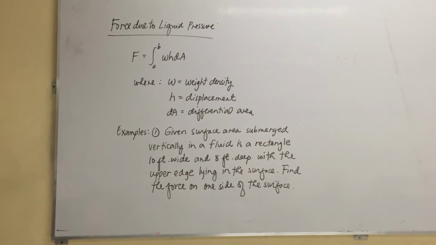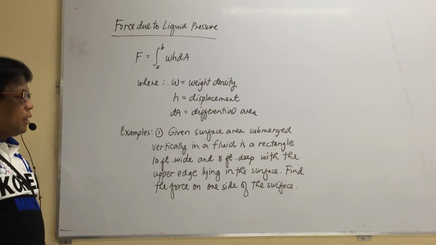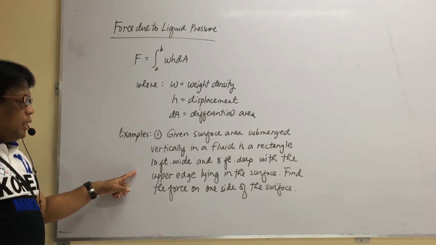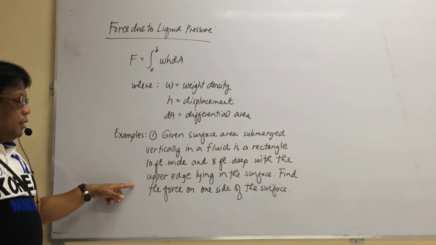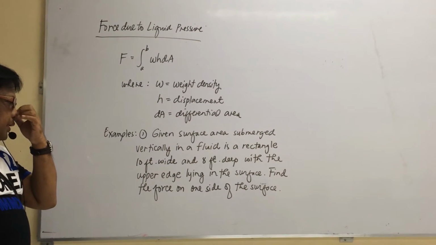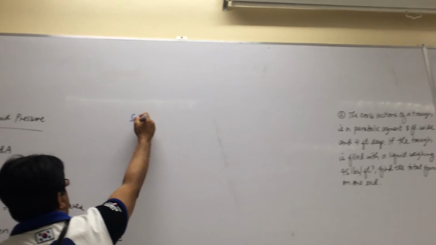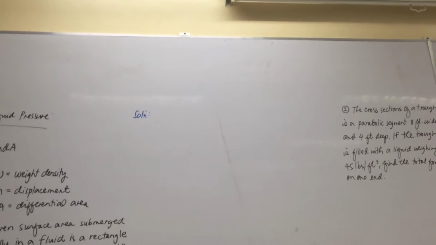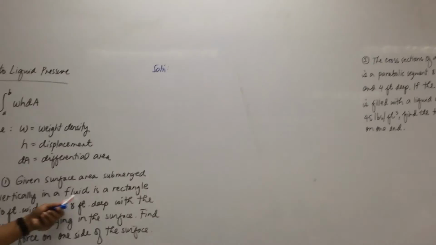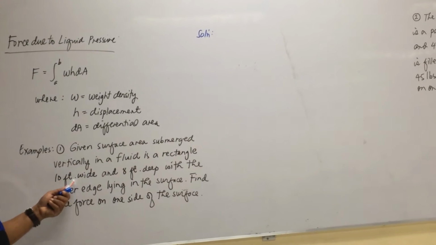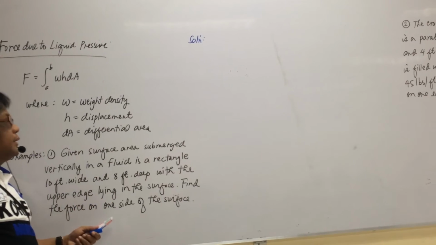In this example, we are given a surface area submerged vertically in a fluid, which is a rectangle 10 feet wide and 8 feet deep, with the upper edge lying in the surface. Find the force on one side of the surface. So let us now sketch the situation, where we have a surface area submerged in a fluid vertically, a rectangle 10 feet wide and 8 feet deep, with the upper edge lying in the surface.